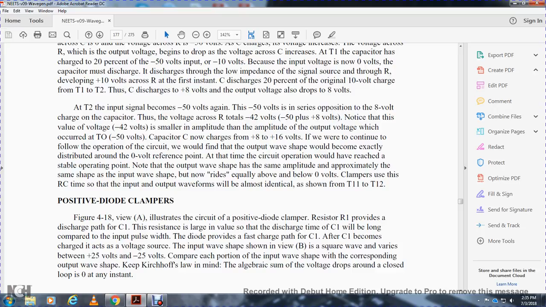Clampers show this RC time constant effect, and so the input and output waveforms will also be almost identical, as shown in figure 2, time intervals 11 and 12.